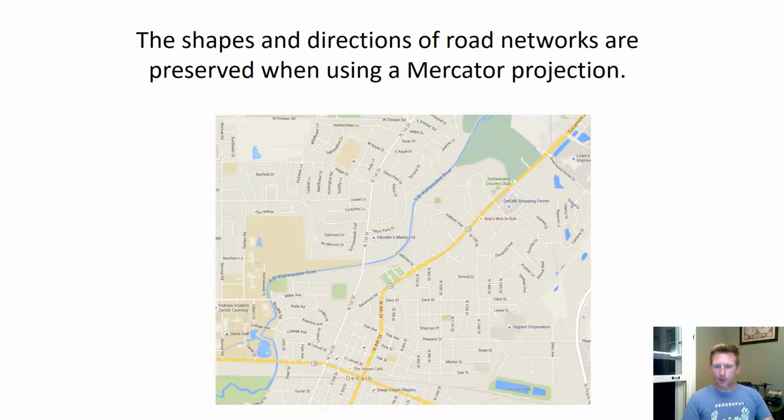This is an example of what that looks like. So this is part of DeKalb. If we took an aerial photo of this, minus a little bit of distortion around the edges, this is more or less what we would see. So scale ends up looking relatively constant across relatively local areas on a Mercator projection.